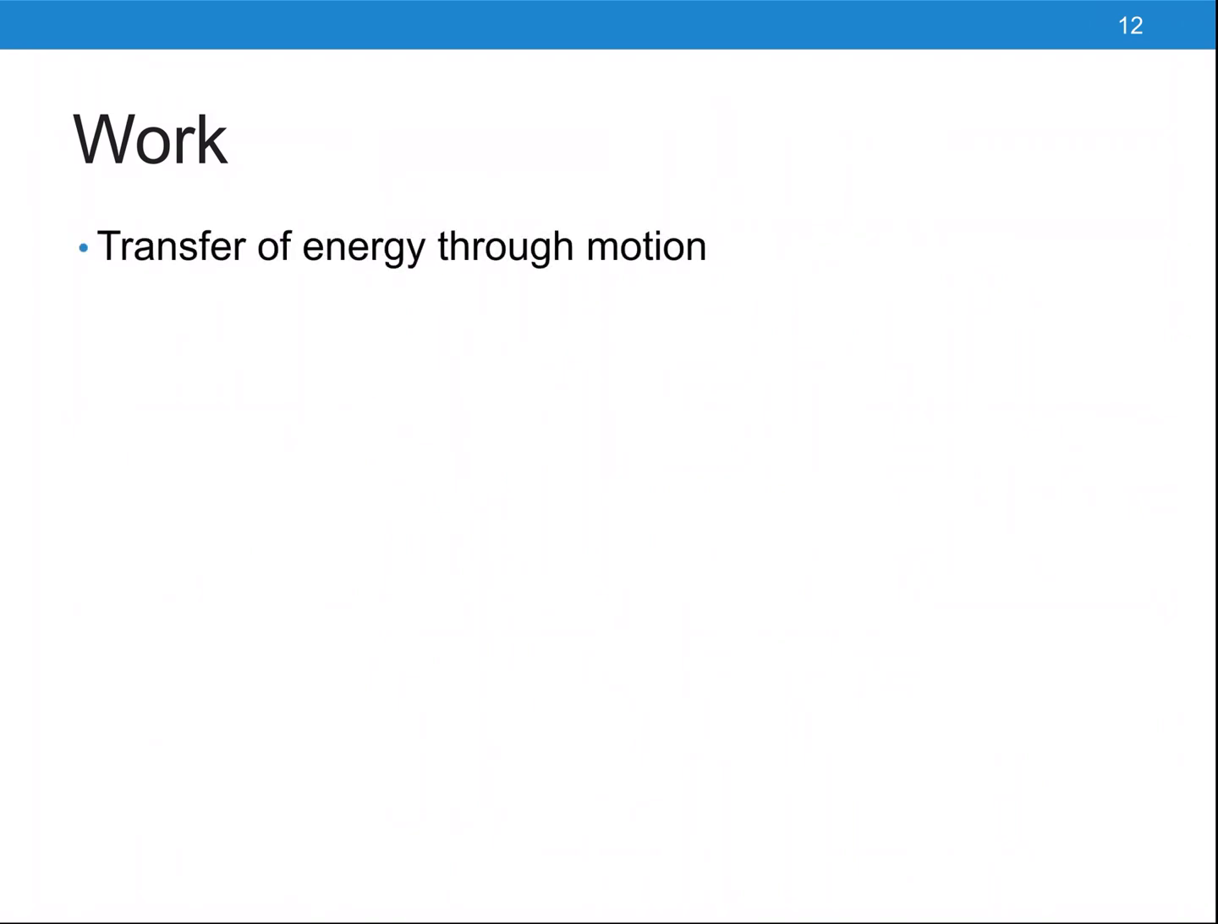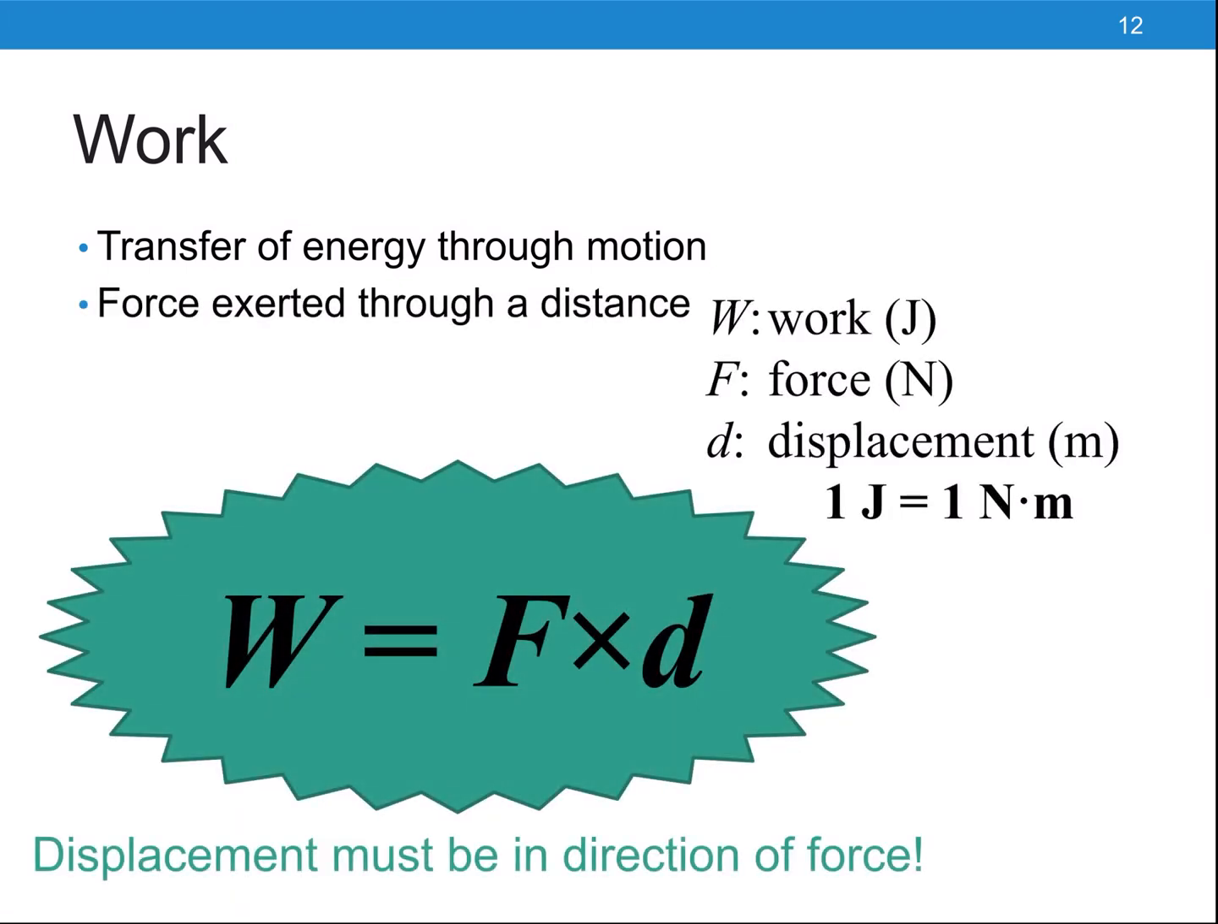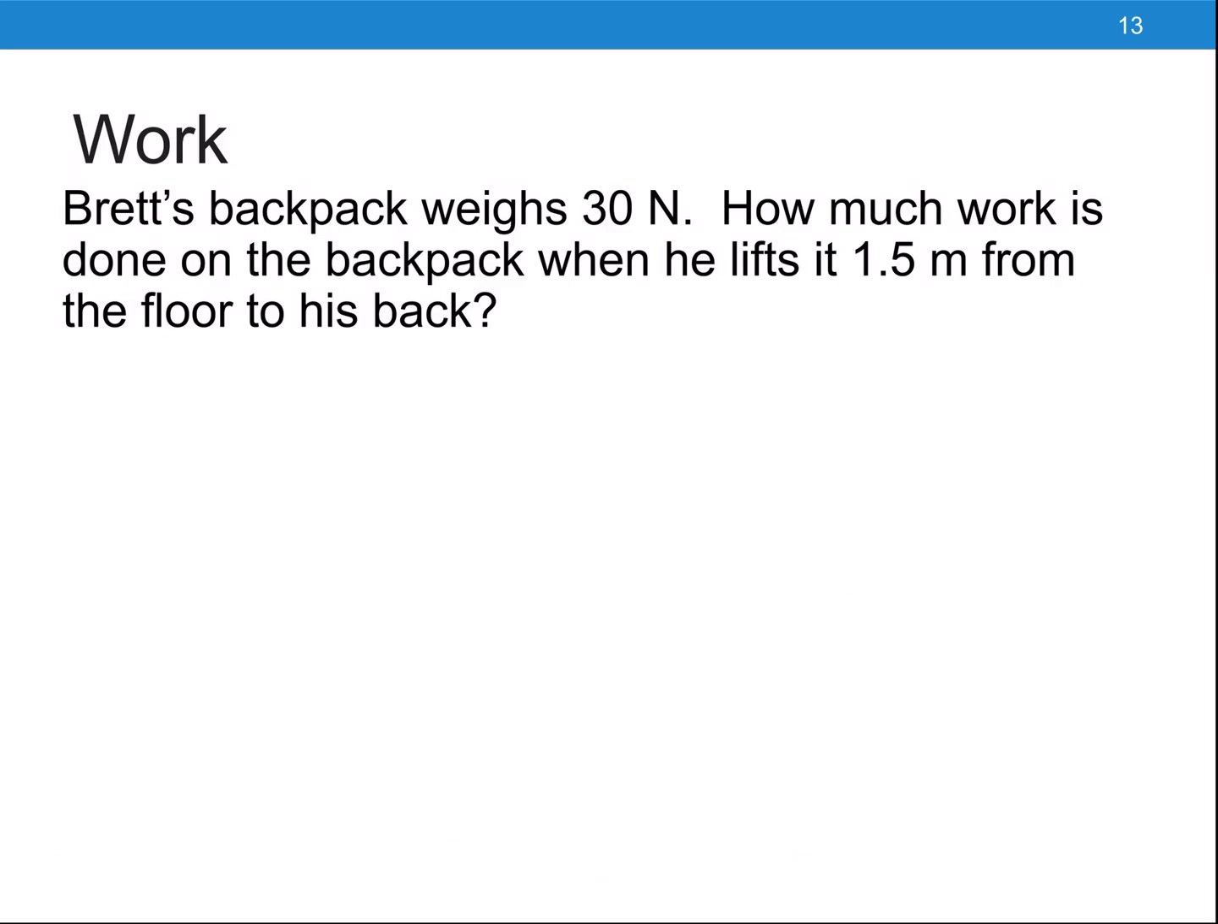Okay, so work. We're going to go back through the equation and then try some practice problems calculating work and other parts of it. So remember that W is equal to F times D. Joules is equal to Newton times a meter. All right, first one. Brett's backpack weighs 30 newtons. How much work is done on the backpack when he lifts it 1.5 meters from the floor to his back? I want you guys to pause the video, use the equation on the last slide to calculate the work done. Press play when you're ready for the answer.